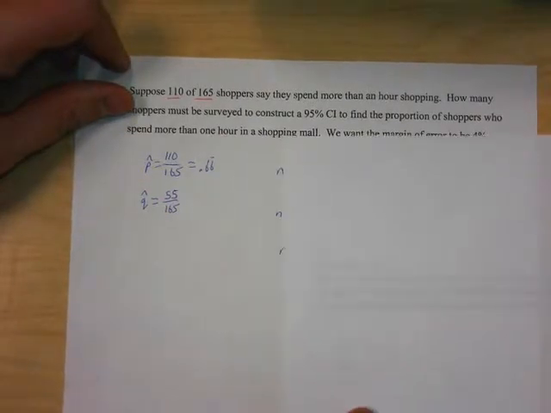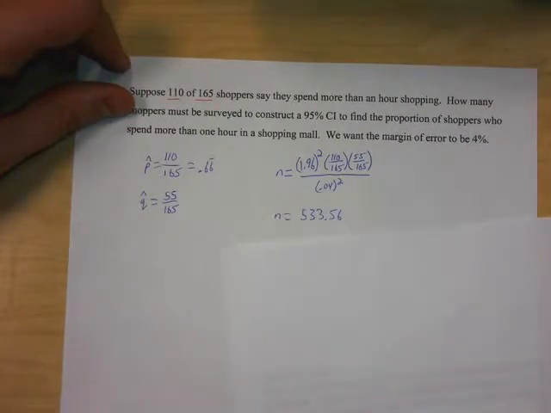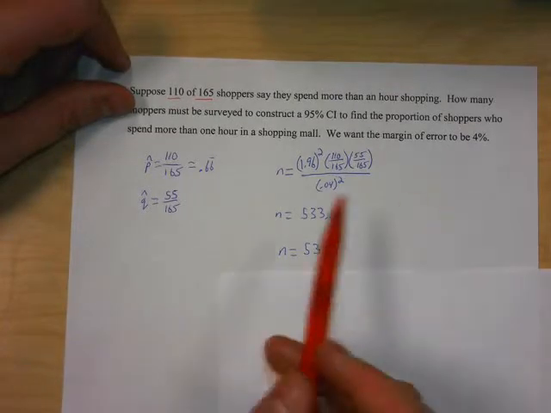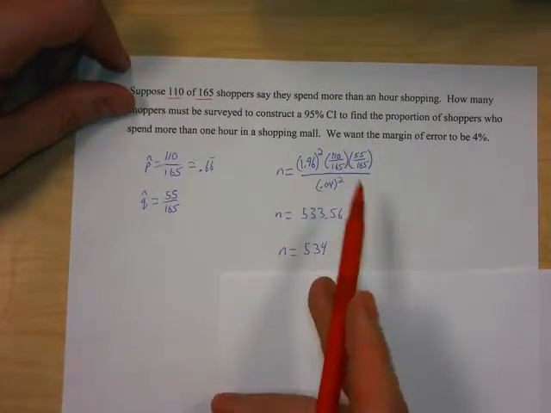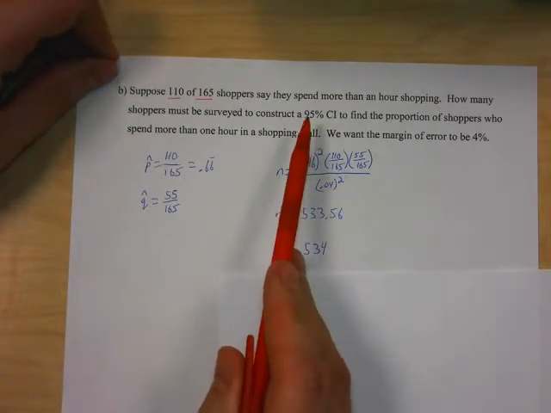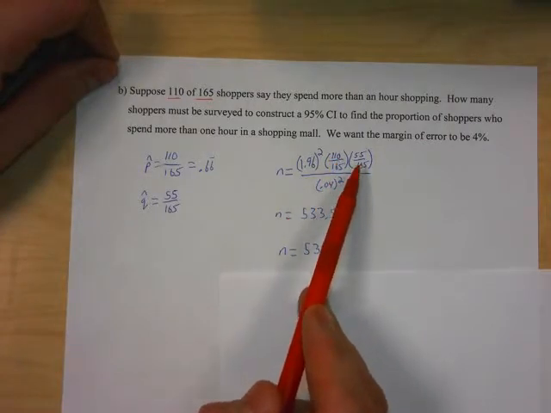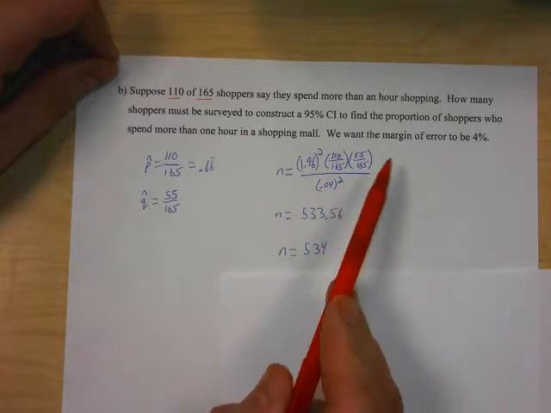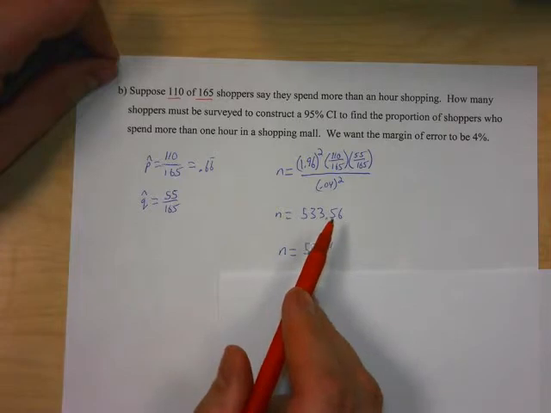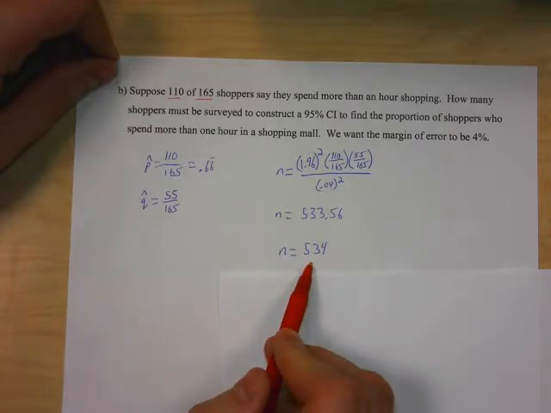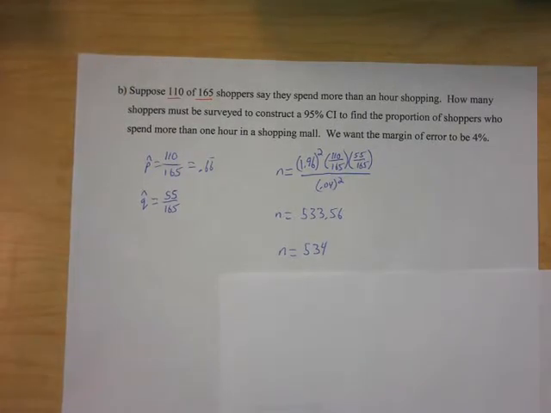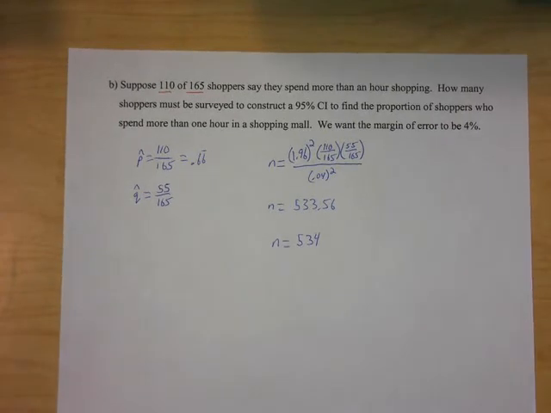Now the reason I'm not going to use those decimals is because we would have to round our answer. So we're going to put in the actual fraction. Okay, so again, z sub c is 1.96 because we still have a 95% confidence interval. P hat times q hat divided by the margin of error squared. So do all that arithmetic in your calculator, and you get 533.56. Well, we're going to round that to 534. So we would need to survey 534 people in order to be 95% confident within a 4% margin of error. Okay, so that is constructing confidence intervals for p, the proportion or percentage.